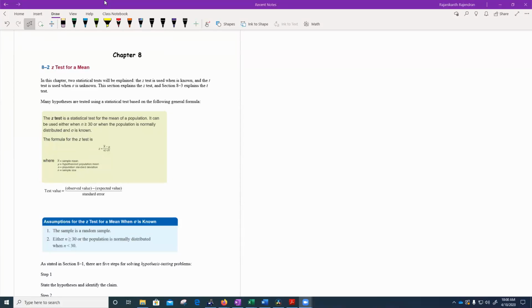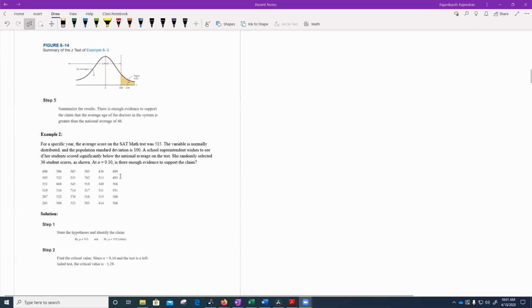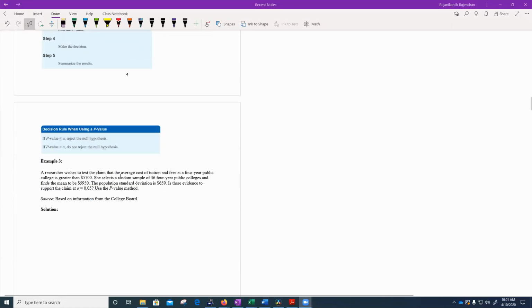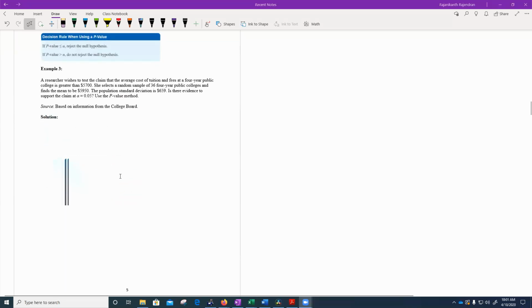Okay, then let's get started. We are in chapter 8, section 2. So last time we had, let me see, which problem. Okay, so we are in example 3, right? So we started that problem, testing hypothesis by using p-value methods.